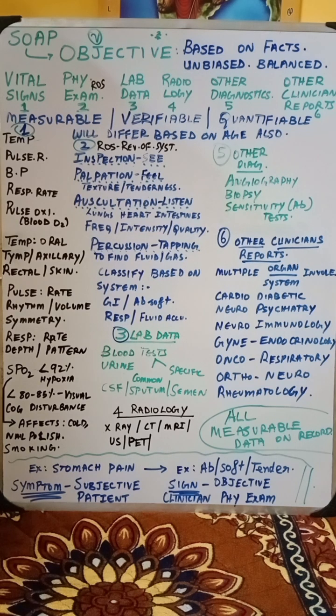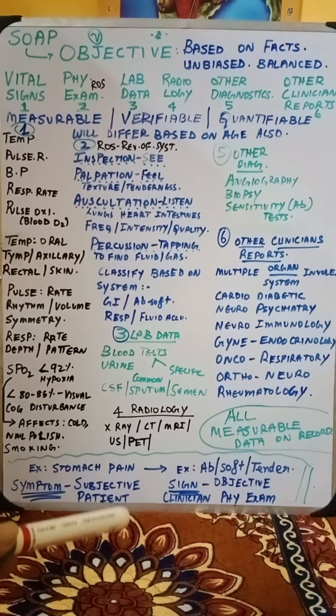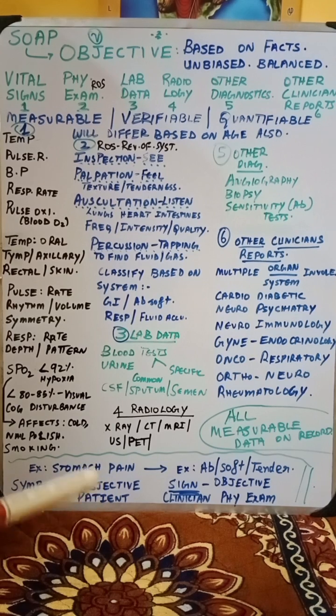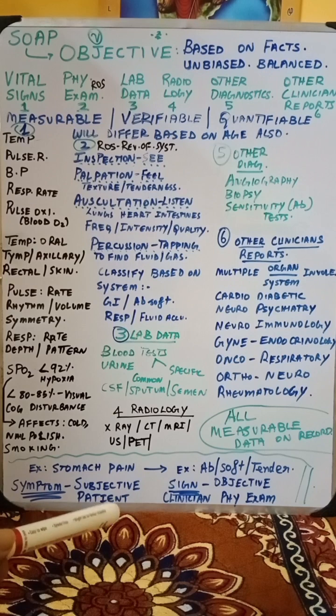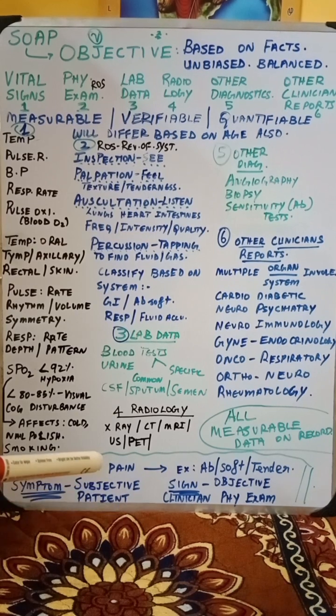When we are talking of signs and symptoms, I have mentioned in the bottom, you could see over here, the symptom means something which is subjective, what the patient says, like stomach pain. And sign is the objective thing, where the clinician does a physical examination and understands, and he writes it as abdomen is soft, tender, right? So this is the difference between symptom and sign. We need to understand what is a sign, what is a symptom. Normally it is misunderstood the other way, like sign is something which the patient says. No, symptom is subjective, sign is objective.